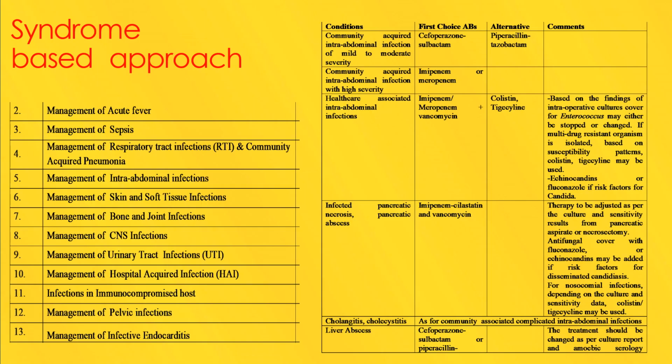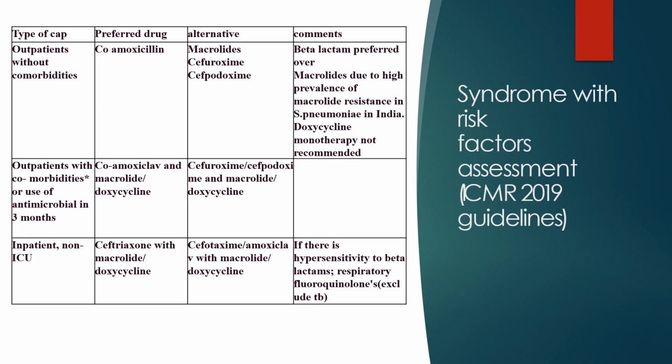In a syndrome-based approach it is imperative to understand the conditions, the first choice antibiotics, the alternate antibiotics, and the comments given. You can refer to the ICMR guidelines for the same. For example, the type of community acquired pneumonia. If it is outpatients with comorbidities, the preferred is co-amoxiclav, alternative is macrolides or cephalexin. Comments: beta-lactam preferred over the macrolides due to high prevalence of macrolide resistance in Streptococcus pneumoniae in India.